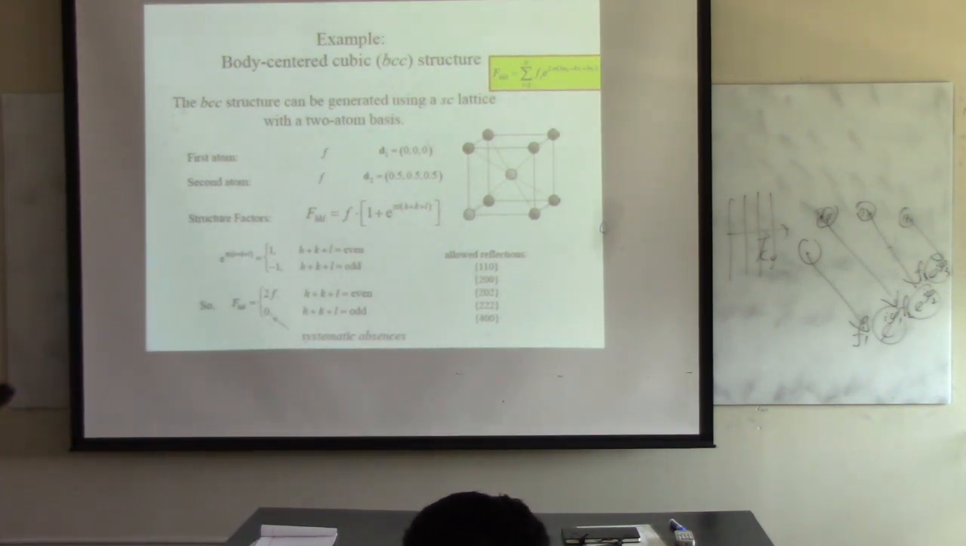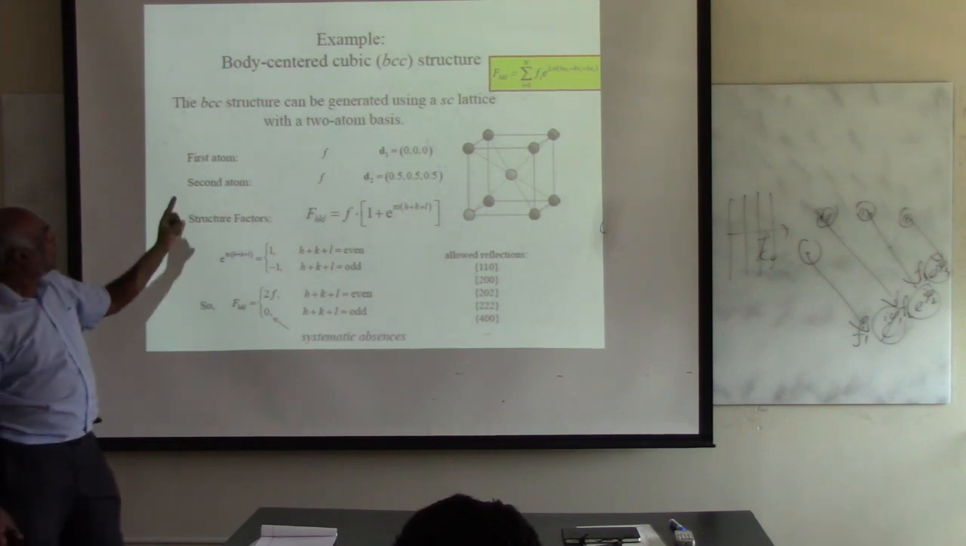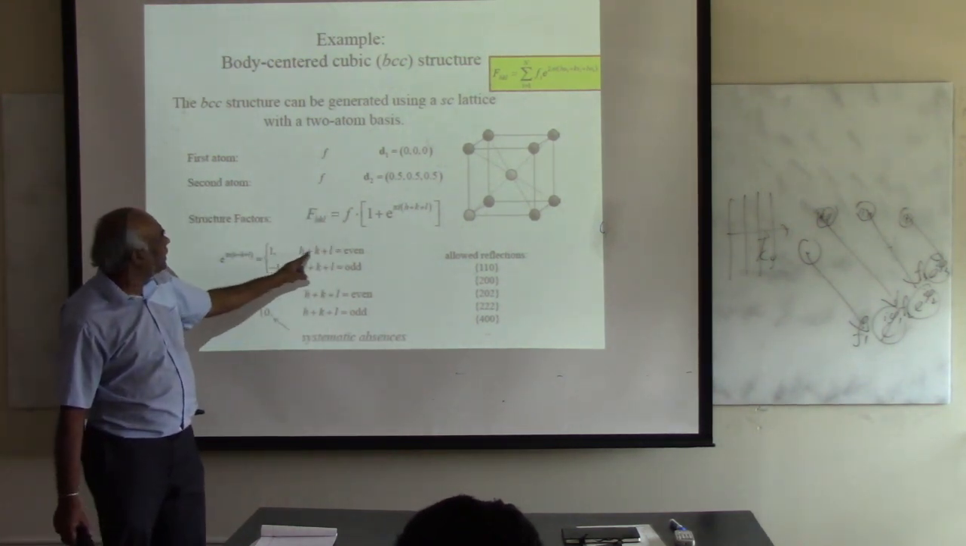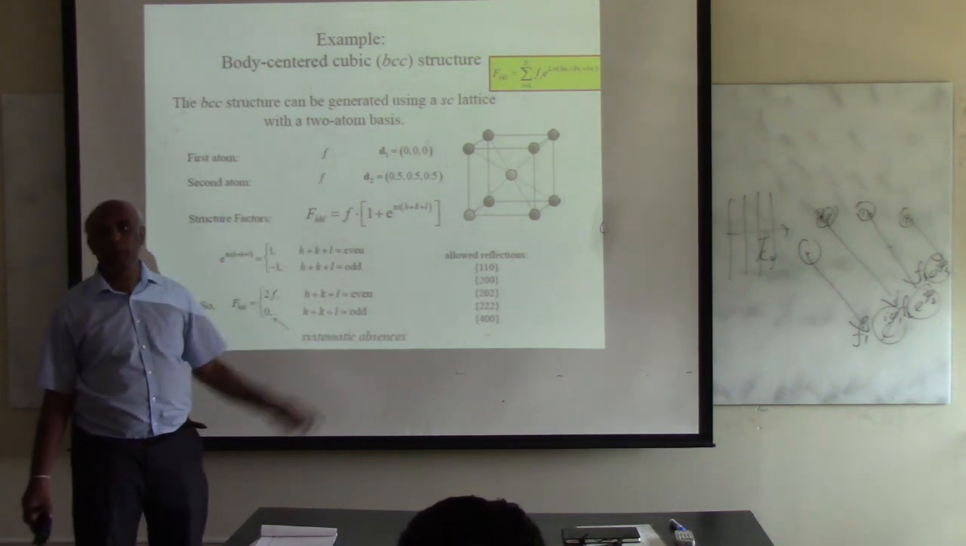If you have a simple cubic with a one atom basis, any reflection is allowed, right? If it's a simple cubic with a 2 atom basis, and your atoms are different, then still some are allowed, right? But in the case of BCC, you only get reflections when the sum of these 3 indices is even. If it is odd, you don't get any reflection.